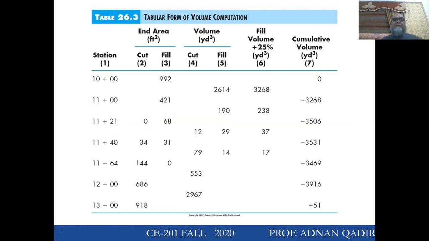So this becomes 19. Similarly, for fill, 68 plus 31 divided by 2, multiply by this, and you will get 29. Similarly, 34 and 144, add them, divide by 2, and multiply by the difference between these two values. The length is 24, 1164 minus 1140. So this is how you calculate the areas.